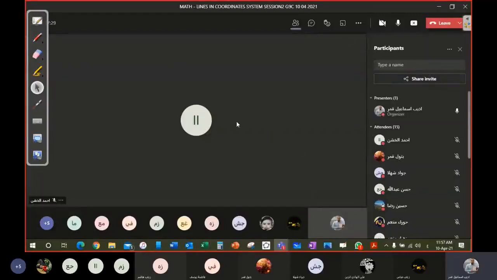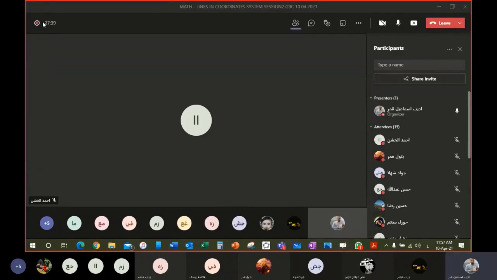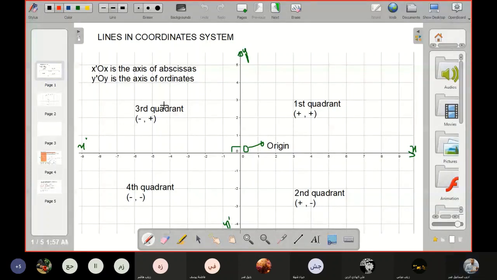In this period we are going to continue the explanation of the new chapter, Lines in Coordinate System. In the previous chapter, we explained what a coordinate system is, or the system of axes x prime x, y prime y, the orthonormal or orthogonal system, which is the one you see on the screen. As you can see, this is the system of coordinates. It consists of two axes, x prime x and y prime y. They are perpendicular at point O, called the origin.